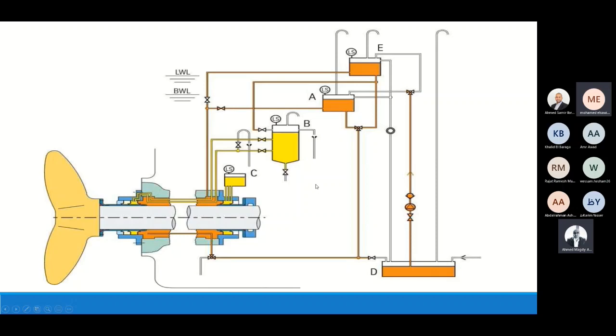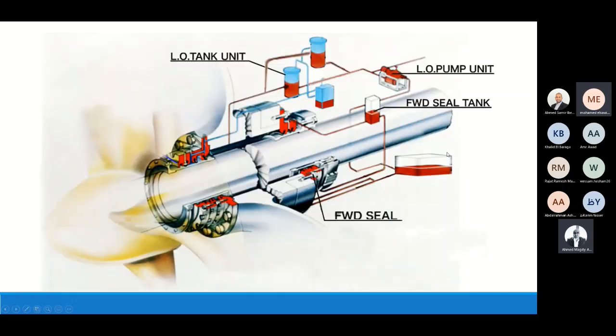So if we go here to the 3D one, here is the sump tank, as we said. It is connected to the stern tube with this pipe, and it is located at a level below the stern tube level. So by gravity, it will be filled, and this pump will be pumping the oil to the header tank. The header tank is located at a level above the stern tube, normally at the level of the standard level.